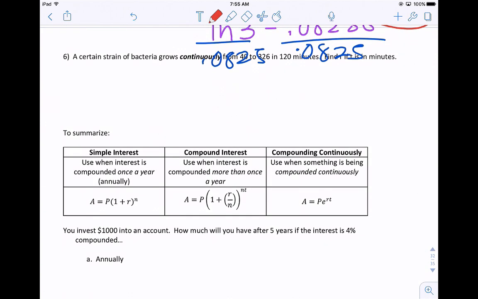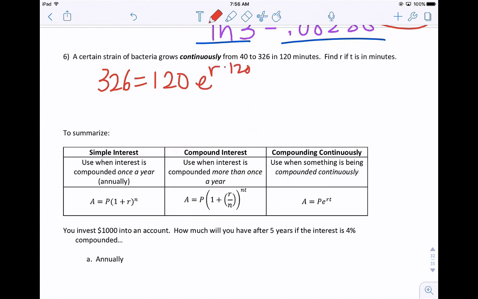A certain strain of bacteria grows compounds continuously from 40 to 326 in 120 minutes. Find r if t is in minutes. Okay, so we have 326 equals 120 e to the r times 120. Okay, so I put that 120 in the wrong place. So this should be grows from 40, I'm sorry. So 40 to 326. Okay, so we plug in. Next step, divide by 40.